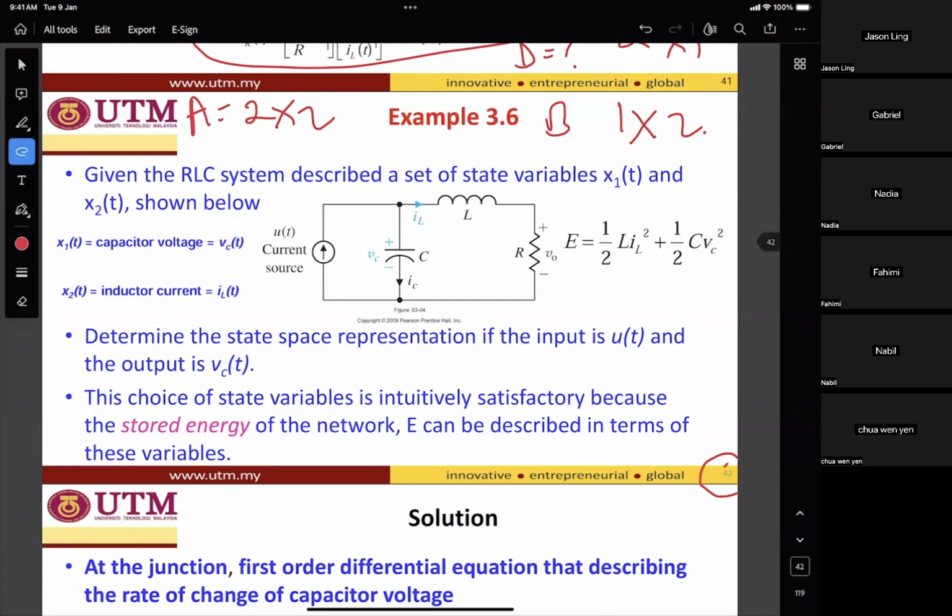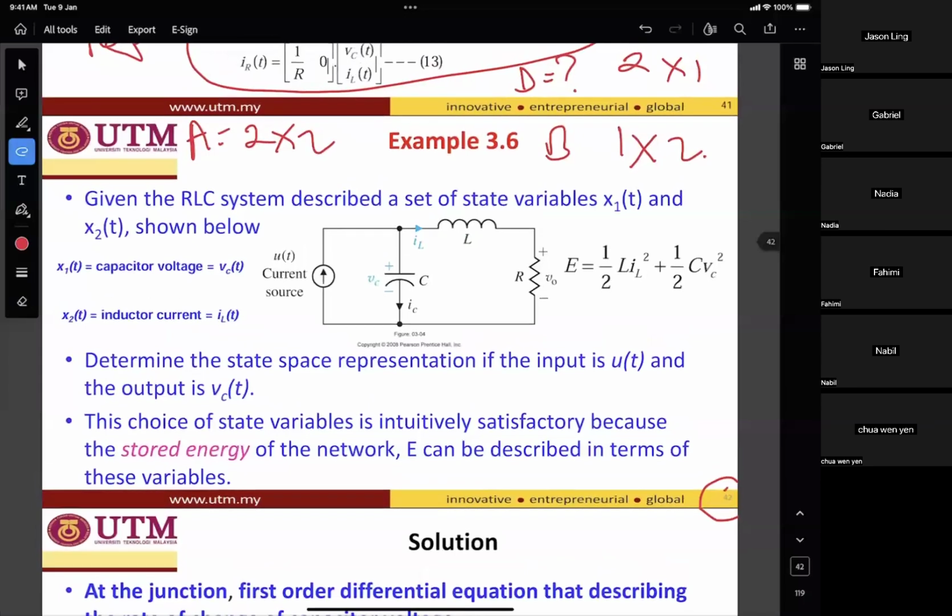Yes, Doctor. What is the example number? Slide 42. Example 3.6. Okay, example 3.6. Please read it.